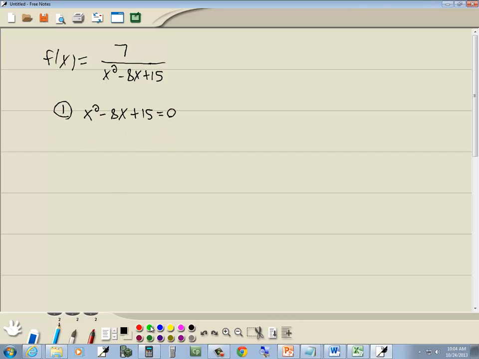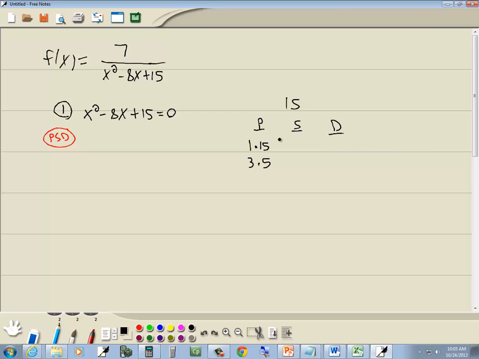Now to solve this, we're going to factor it using the PSD. PSD because we've got x squared, x, no x, and no number in front of our x squared. Now with PSD, we take the number at the end, the 15, ignoring signs. If it was a negative 15, we'd still just take 15. And we write down all products that give us 15. We've got 1 times 15, 3 times 5.